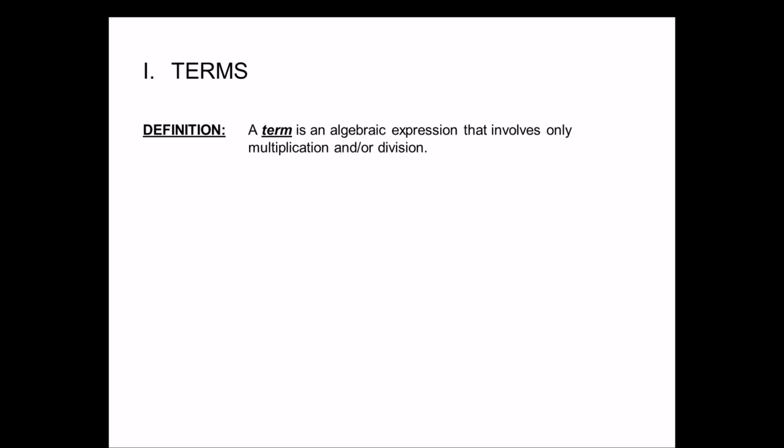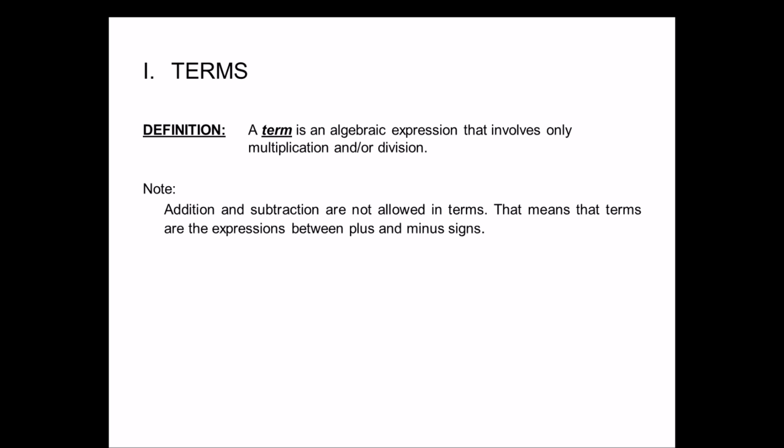So notice, no addition or subtraction is allowed in terms. So that means that terms are the expressions between plus and minus signs. So in order to identify a term, just find where your plus and minus signs are. If you see a plus or a minus sign, that's the end of one term and the beginning of another. The minus sign actually belongs to the term that follows it. It's what makes the term negative.